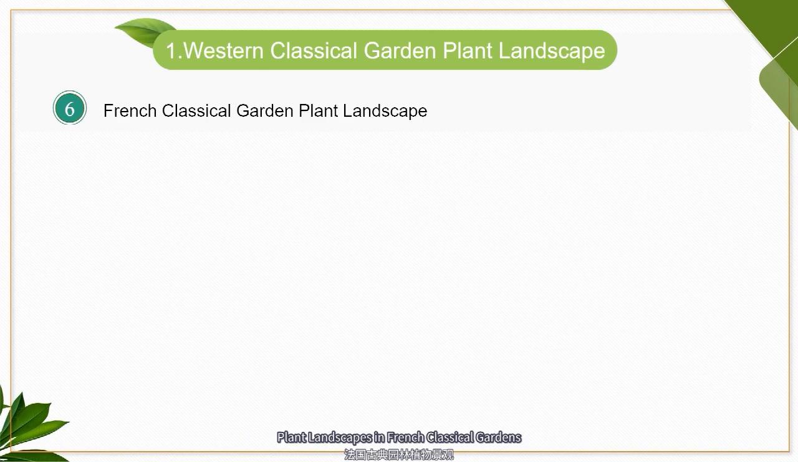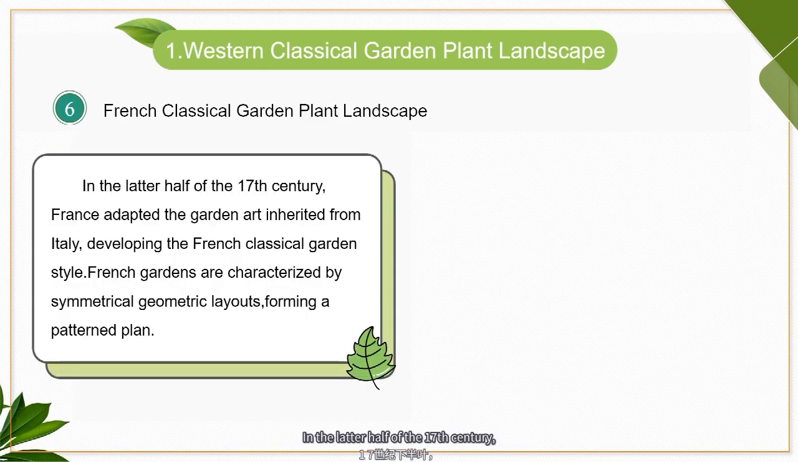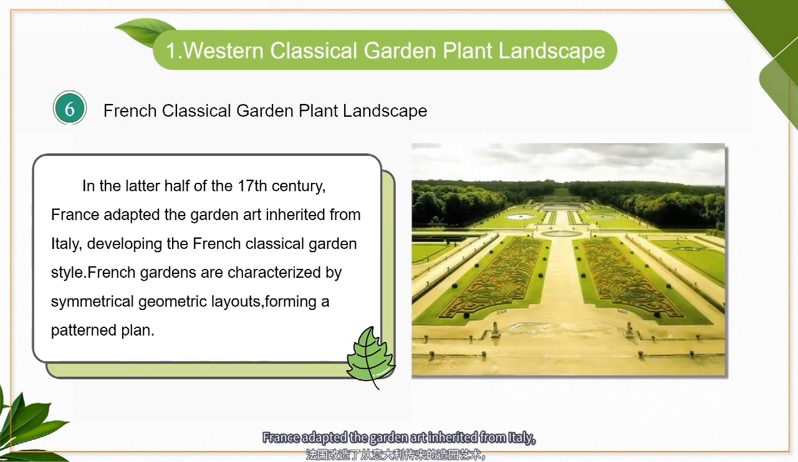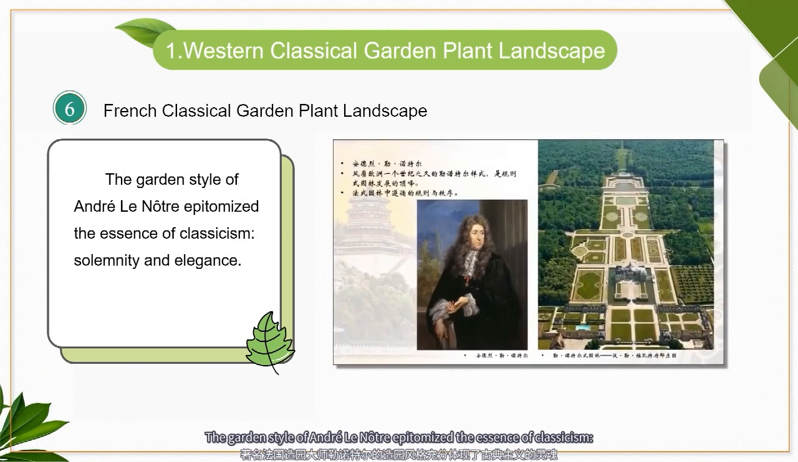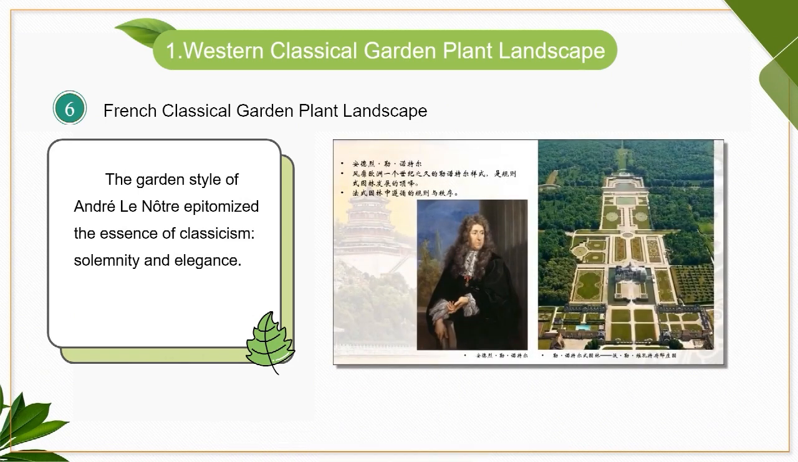Plant landscapes in French classical gardens. In the latter half of the 17th century, France adapted the garden art inherited from Italy, developing the French classical garden style. French gardens are characterized by symmetrical geometric layouts, forming a patterned plan. The garden style of André Le Nôtre epitomized the essence of classicism, solemnity, and elegance.